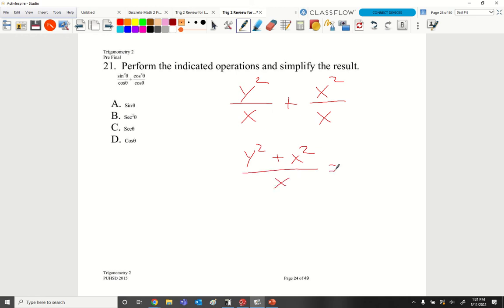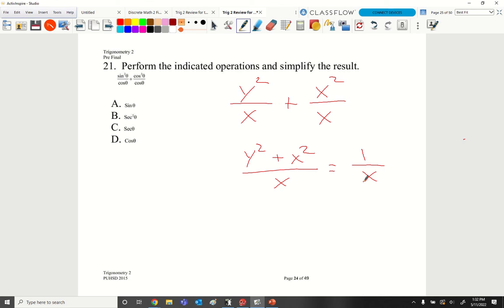Now, don't go ahead, say it. 1 over x. Yes, x squared plus y squared is always equal to 1. So in my identities, I can replace x squared plus y squared with 1. So it equals 1 over x.